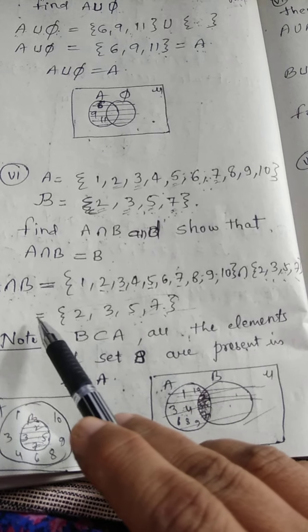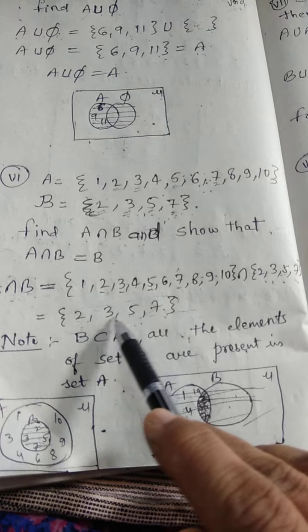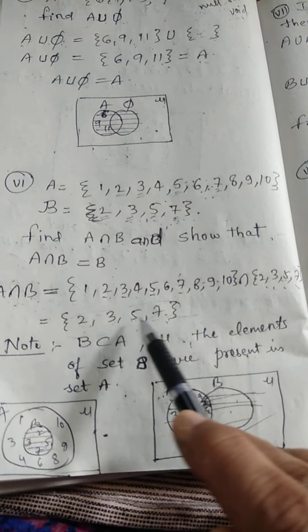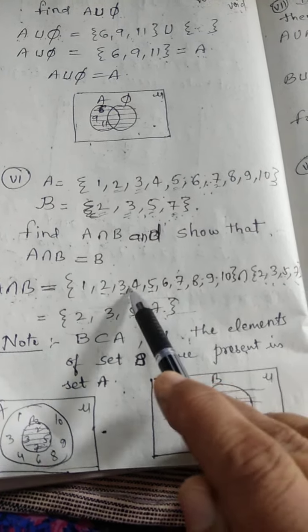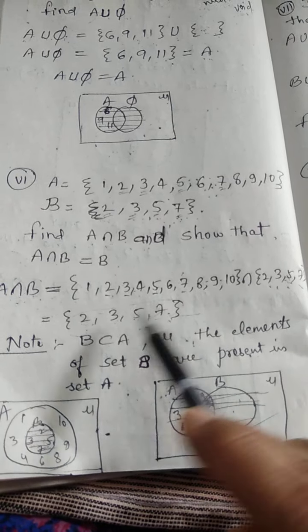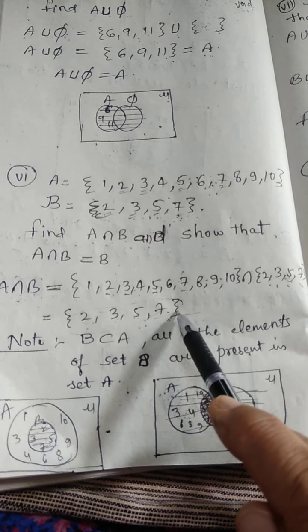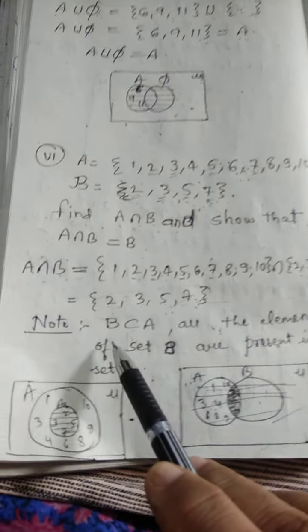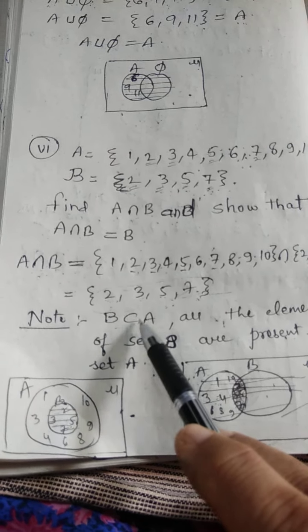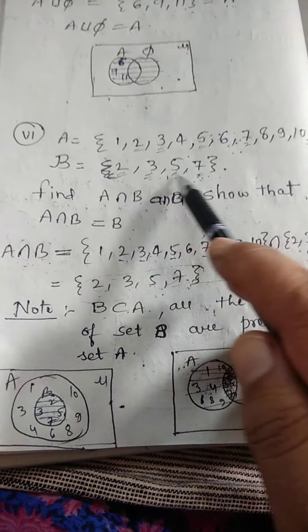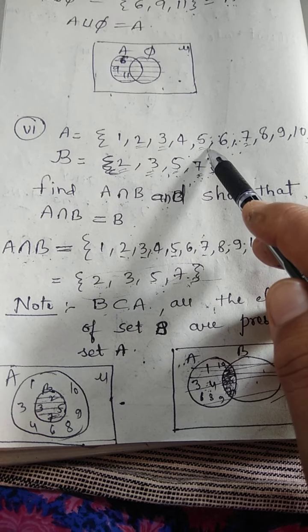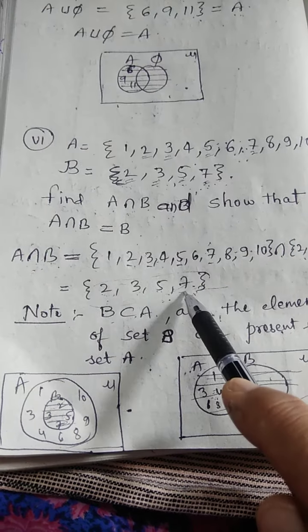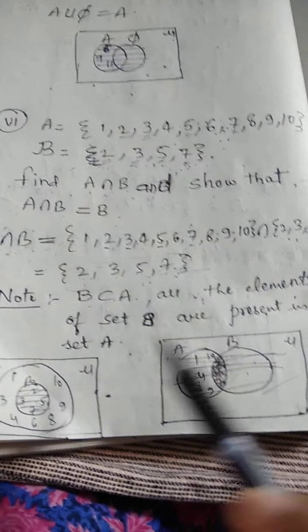Then write down the equal sign, and which elements are you going to write in this? The common elements which are present in both the sets. Note down the common elements. So in this we observe that B is a subset of A, meaning all the elements of B are present in set A. So B is a subset of A.